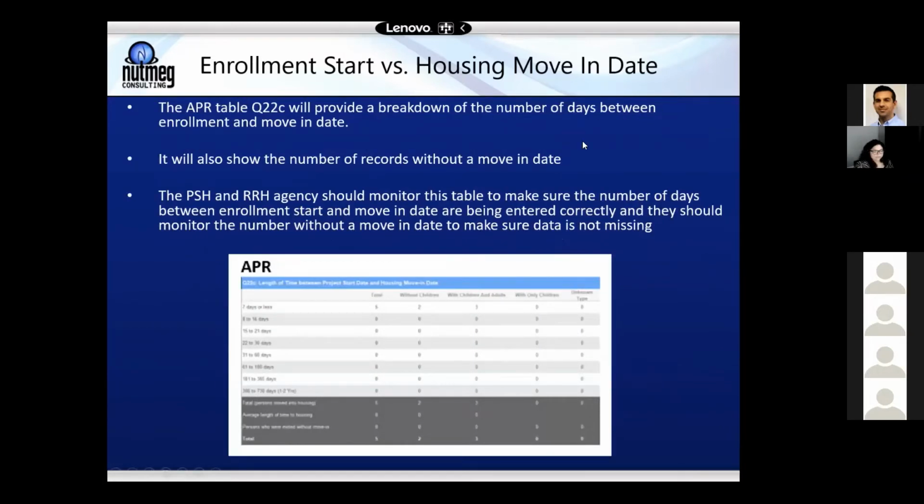APR table Q22C provides that breakdown. It will also show the number of records without a move-in date. You can use your APR detail to isolate client records. SPM also helps to isolate those client records because essentially, if you have somebody with a large number of days homeless, it's very possible that they're just missing a move-in date.